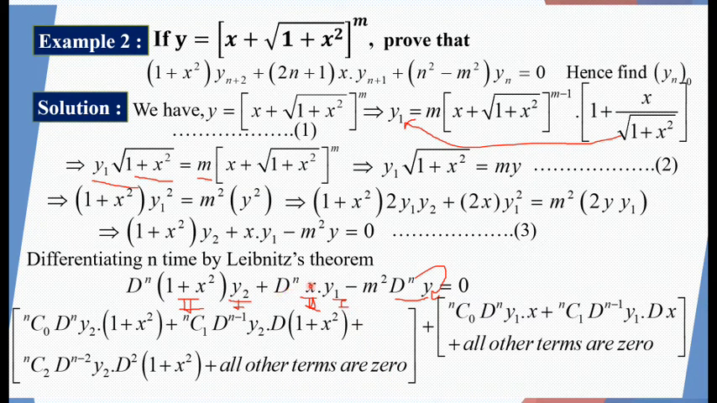Plus now for this particular function, nC0, nth derivative of y1 into x, plus nC1, (n minus 1)th derivative of y1 into the differentiation of x, and the derivative of x is 1. So all the coming terms will be 0, and minus m square yn equals to 0. Now we can simplify these two brackets.